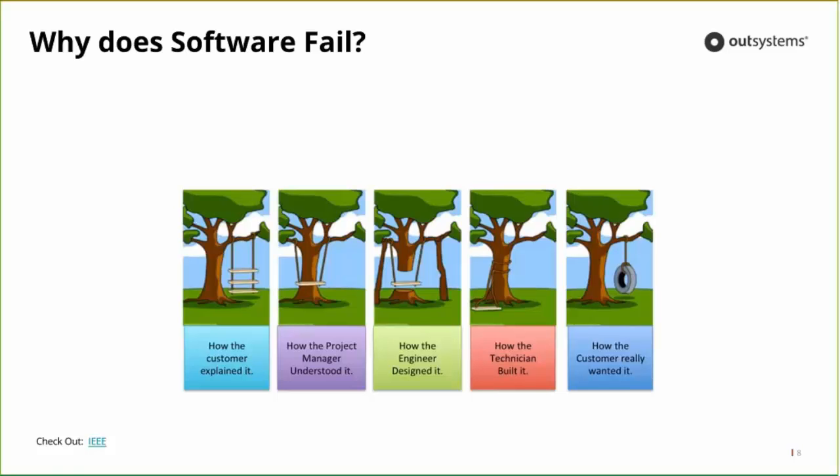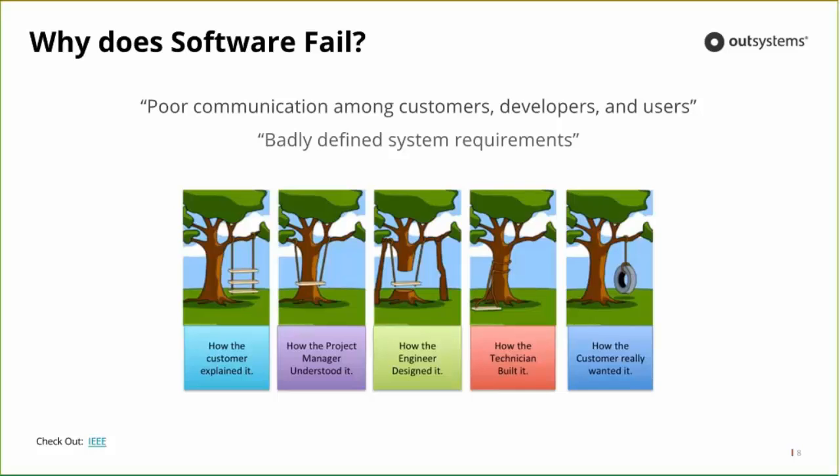Do not forget that people are going to use your solution. The worst we can do is to build something blindly without knowing why and what, and who we are building the application for. So, some metrics on why software fails. Usually it's poor communication among customers, developers, and users, meaning that there's no common language that can bridge the gap between those separate walls from customers to developers to users. Badly defined system requirements. It doesn't necessarily mean that the requirements are bad.